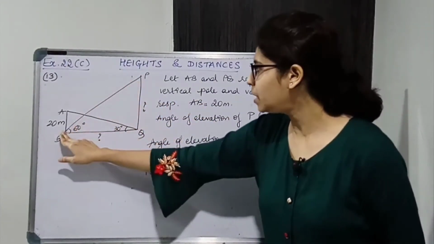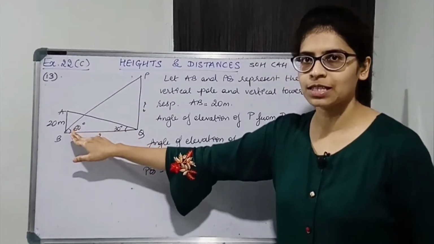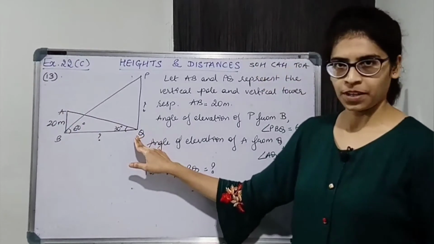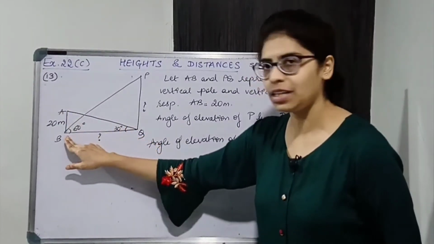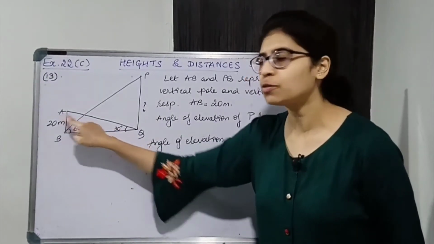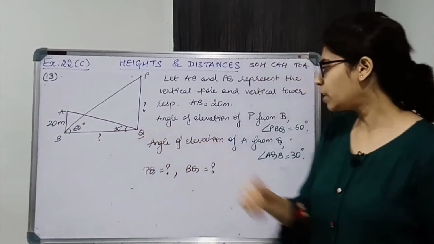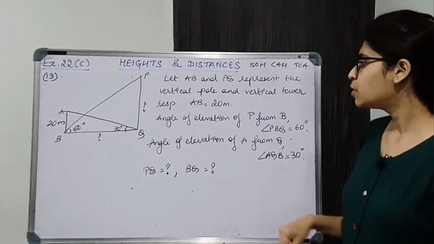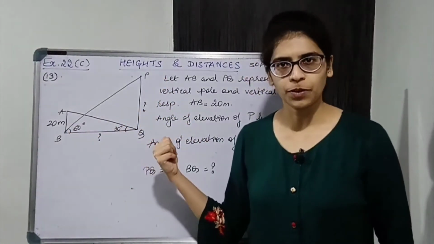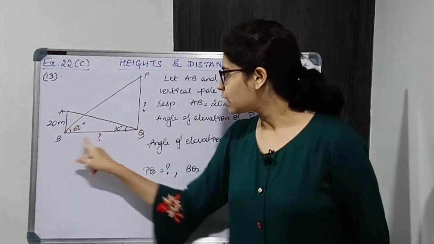Okay, that is angle PBQ is 60 degrees, and angle of elevation of A from Q, that is AQB, is 30 degrees. Angle of elevation of top of the pole from the foot of the tower is 30 degrees. So write this information. What do we have to find? PQ and BQ. Okay, so first we'll consider triangle ABQ.